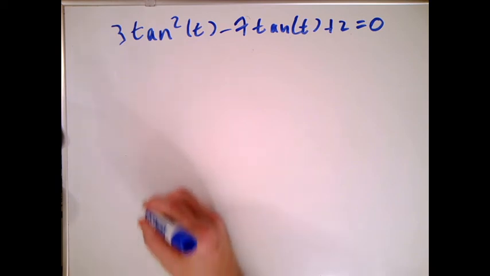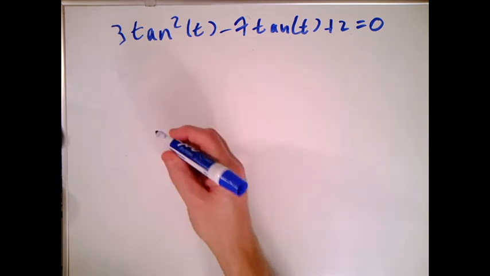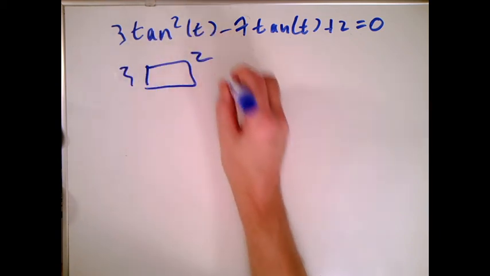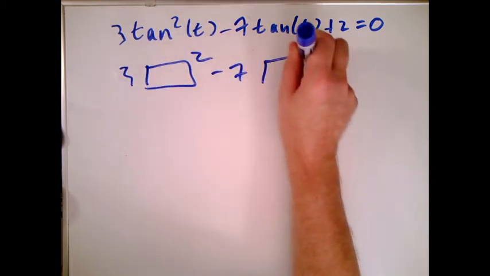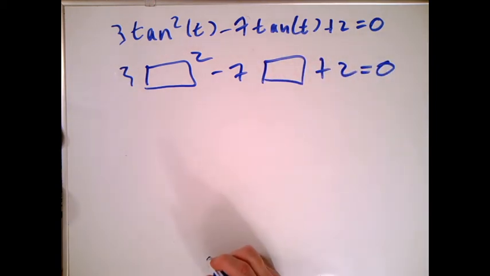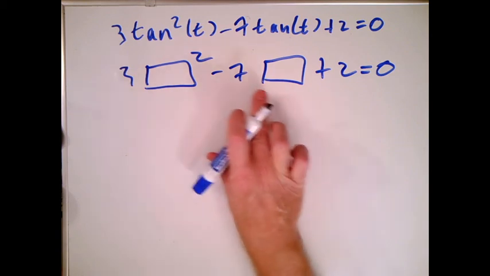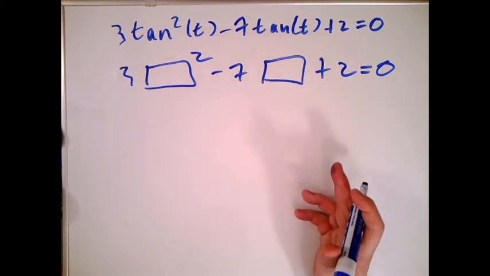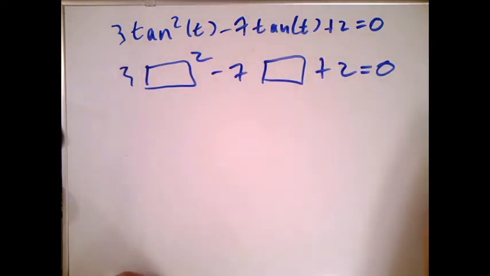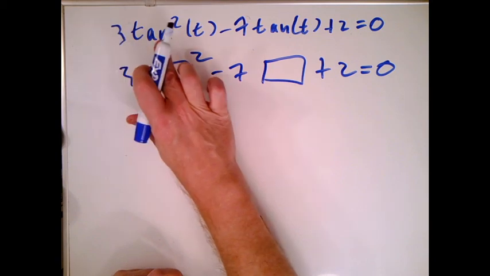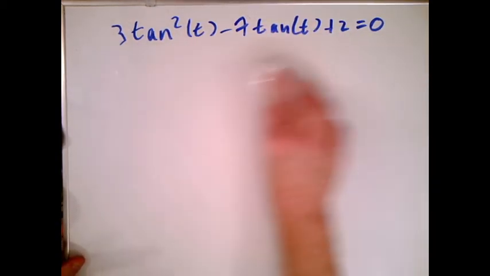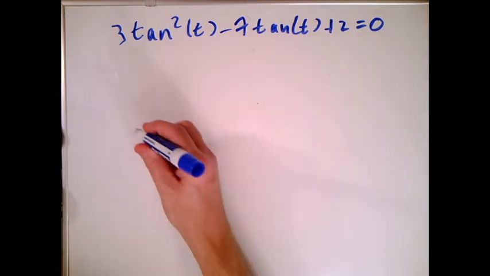Now, let me show you, I'm going to use the word blob again. What I see here is 3 blob squared minus 7 blob plus 2 equals 0. If this said 3x squared minus 7x plus 2, we would just factor by unfoiling. And that's the right intuition. As long as you recognize the pattern, 3 something squared minus 7 something plus 2 equals 0, we should be able to factor this the same way we do in plain old algebra.